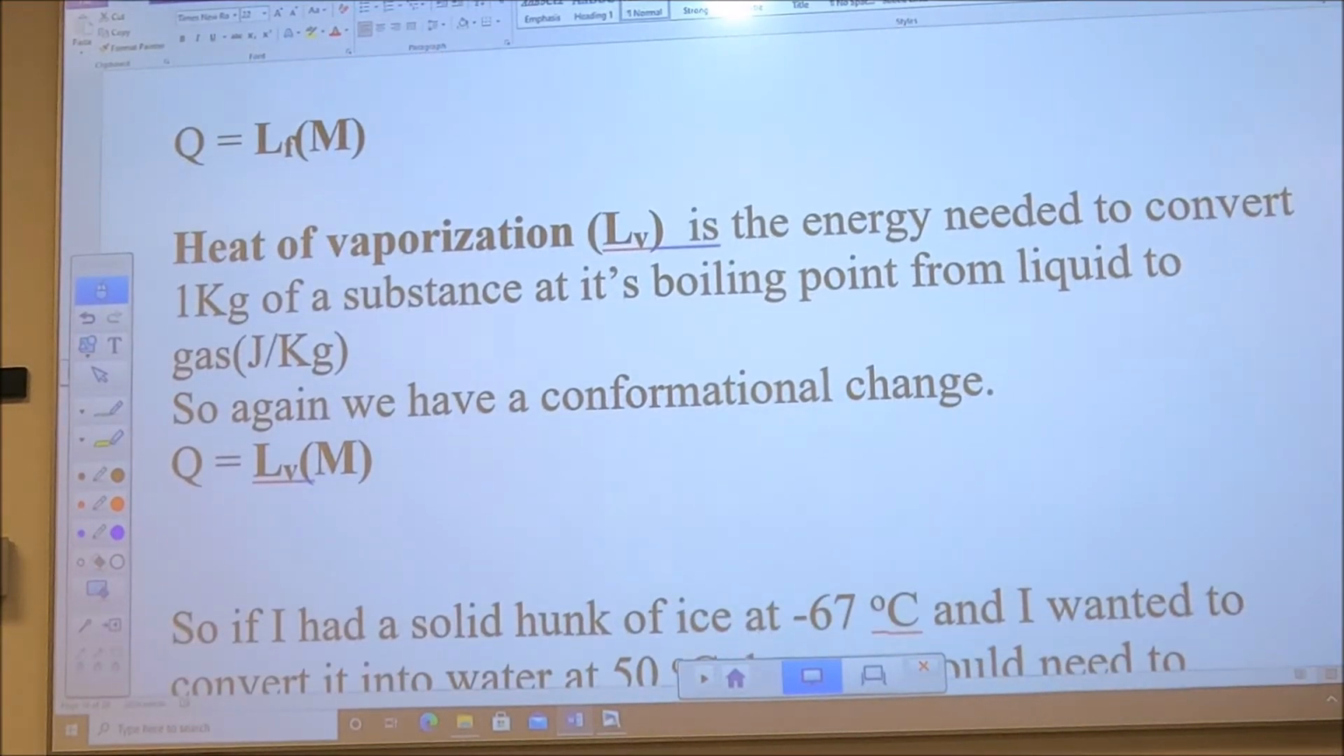Heat of vaporization, L sub V, is the energy needed to convert 1 kilogram of substance at its boiling point from a liquid to a gas. And Q there is equal to L sub V times M, the mass, again. So we're going to do a quick problem here.